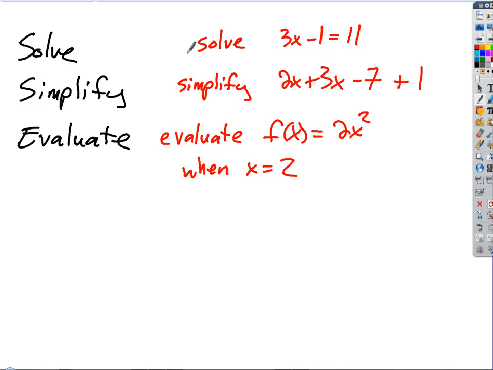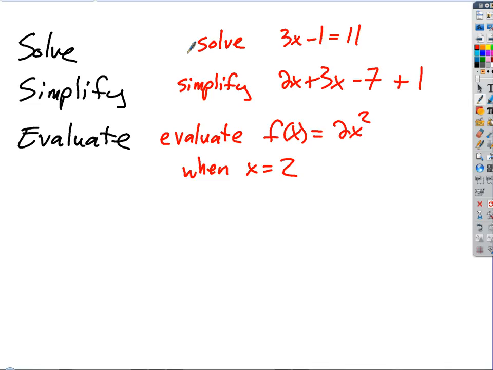Now, what about simplify? Let's go to the middle table. What does it mean to simplify something? So solve was finding the value or values of variables that satisfy the equation or inequality. What does it mean to simplify? You put all the stuff together. Okay, good. It's exactly as advertised. When we're simplifying, we're going to rewrite something in the simplest possible way.